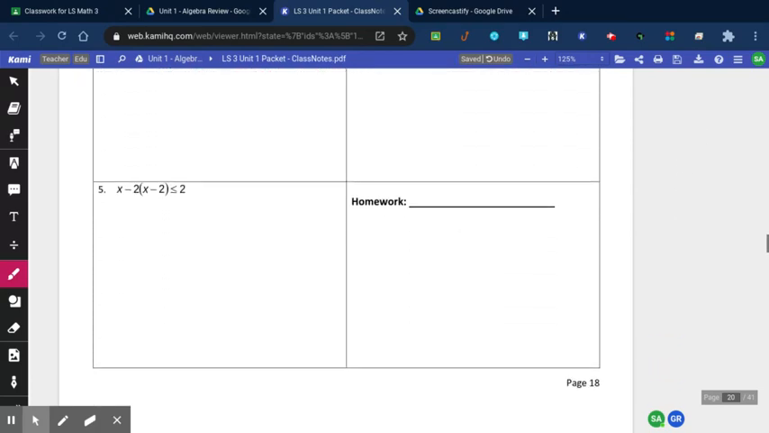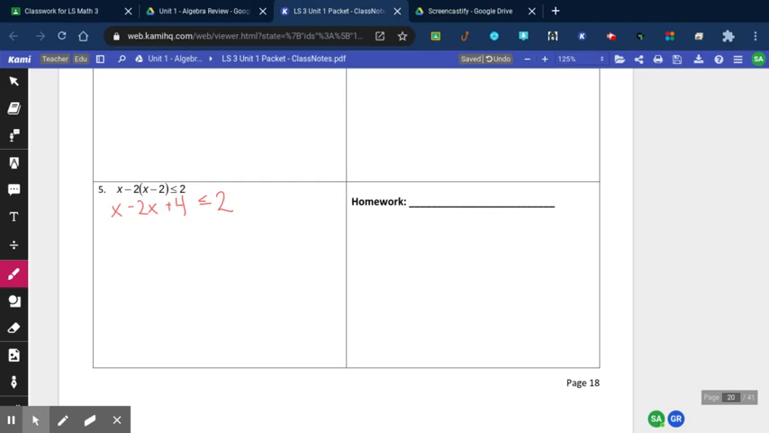So let's go over it. When I see something like the distributive property here in my -2 times x minus 2, I have to simplify that just like an equation before I can do anything else. So I'm going to have x minus 2x plus 4 less than or equal to 2. And now I just want to combine my terms so I can get x by itself.